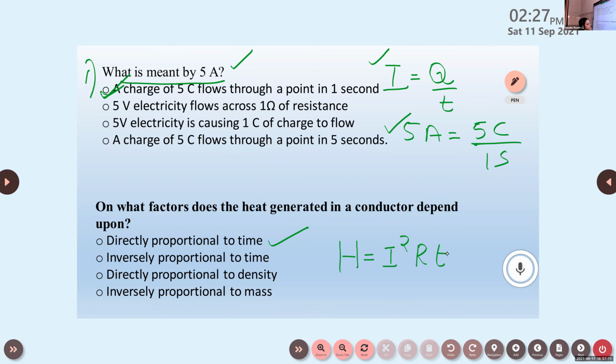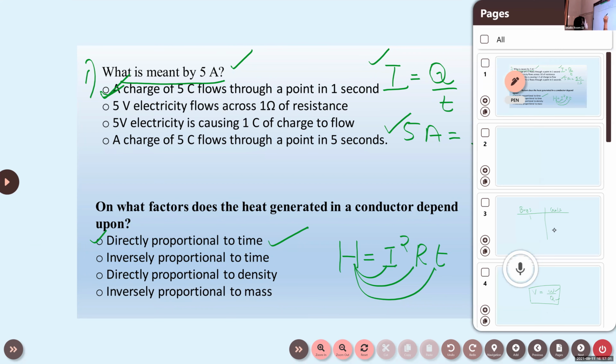Okay, so according to this equation, we know that heat generated in a conductor is directly proportional to square of the current. Heat generated in a conductor is directly proportional to resistance of the conductor. Heat generated in a circuit is directly proportional to time. So the first option is right. So here girls team scores 1 mark.